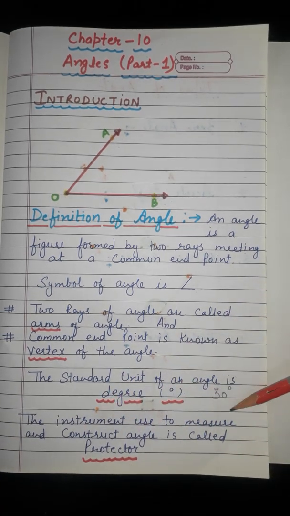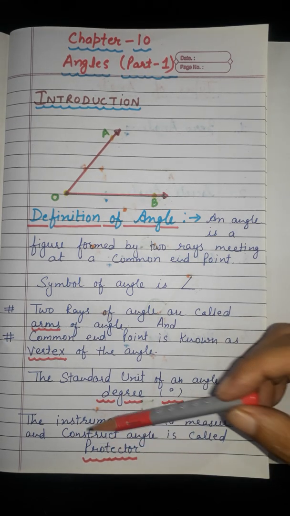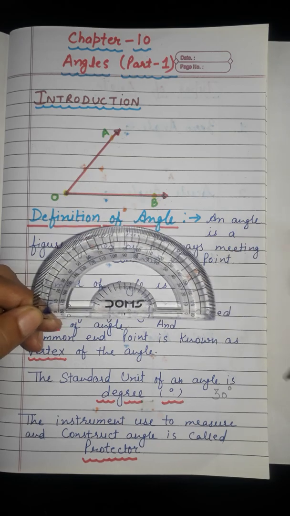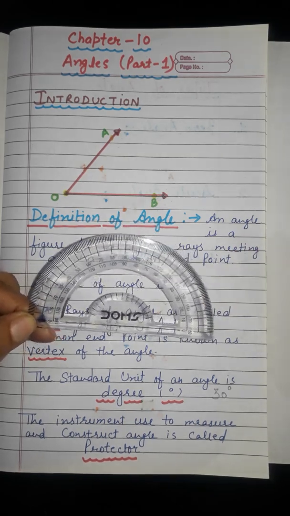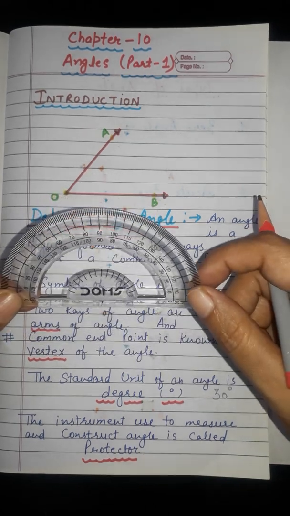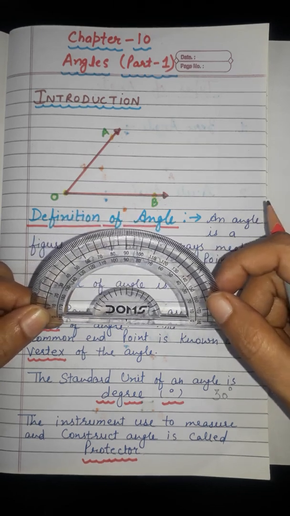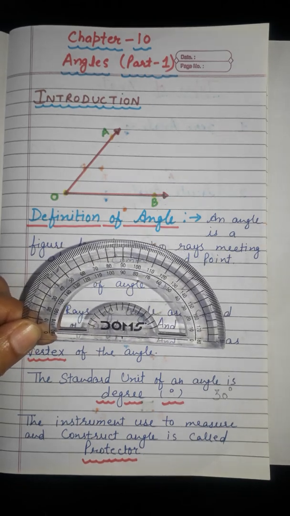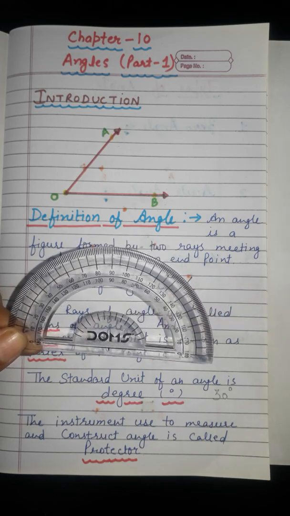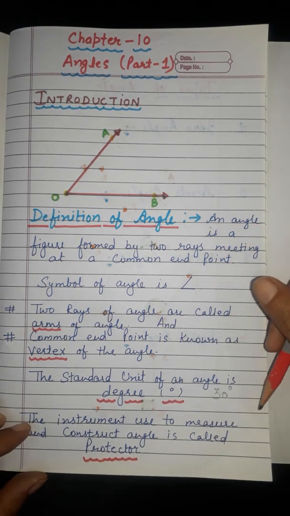Now about the instrument. The instrument used to measure and construct angles is called a protractor. You all know about the protractor. This is a protractor, and it is used to measure angles and to construct angles. We can also construct angles by using a compass, but not all angles. A few angles cannot be constructed using a compass, but by using a protractor we can draw all the measures of angles. So this is the small introduction of angle.